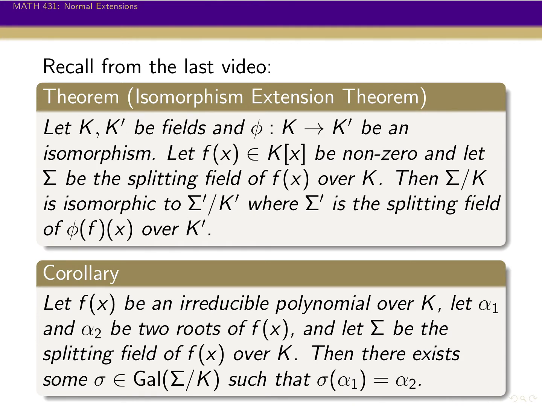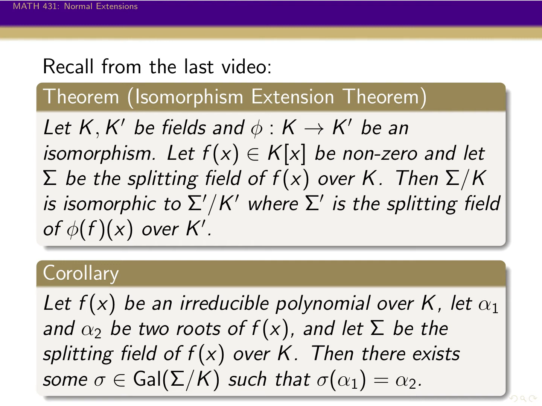And then the big consequence of this that we saw in the last video is what we call the isomorphism extension theorem. And it says that if you have an isomorphism phi between two fields, K and K prime, and you have some non-zero polynomial f of x over K, and sigma is the splitting field of f of x over K, then the extension sigma over K is going to be isomorphic to, we're going to call it sigma prime over K prime, where sigma prime is the splitting field of phi of f of x, so this is what f is sent to when phi is applied to it, over K prime.